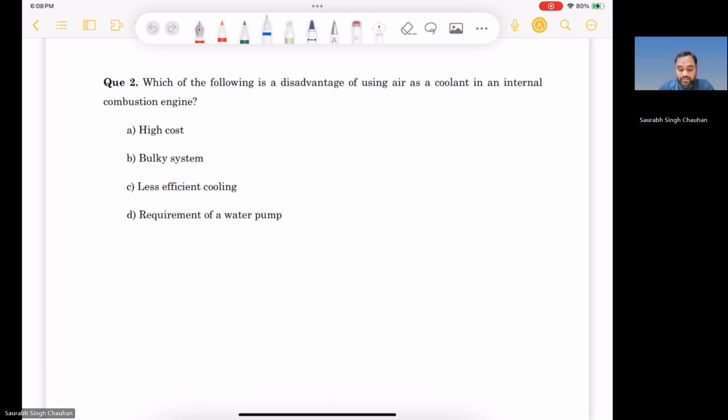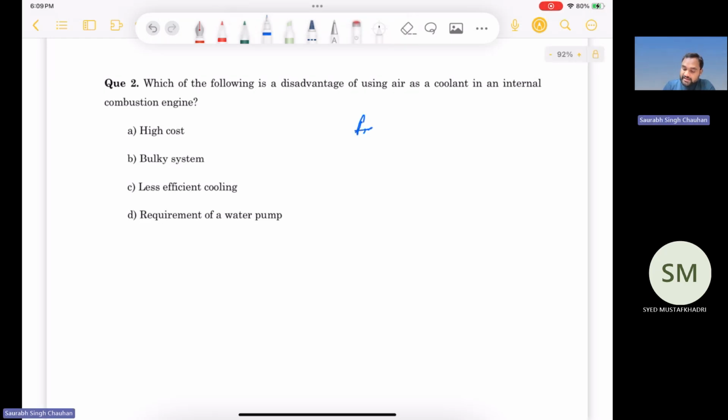Again, four options: option A, high cost; option B, bulky system; option C, less efficient cooling; and option D, requirement of a water pump. So what are the disadvantages of using air as coolant? High cost, no. Bulky system, again, no. Mostly air cooling systems are for lighter applications. Less efficient cooling, yes. Requirement of a water pump, again, no. This is also not correct, right? A water pump will be required if you are using water as a coolant, right?